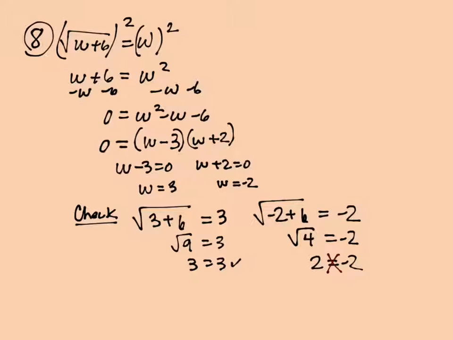These are not equal, right? So what that means is that w equals negative 2 is not really a solution. It's called an extraneous solution. It simply means it's a solution that comes about from the algebra that you're working with, but it doesn't work in the context of the original problem you were given. So the only solution for this is actually w equals 3.